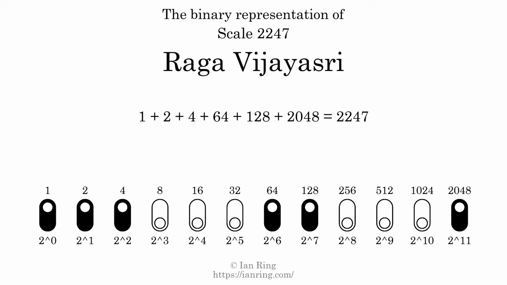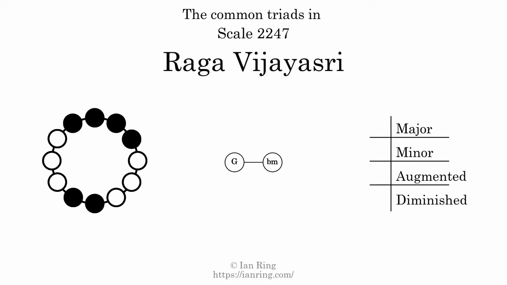2247. The scale number not only enumerates the scale with a unique index, but it also literally describes the tonal content of the scale. Represented as a binary number in base 2, the scale number is 100011000111. Here are the common triads present in this scale.